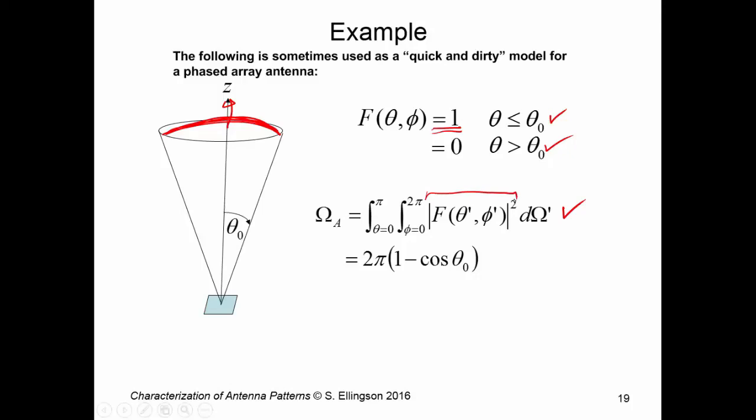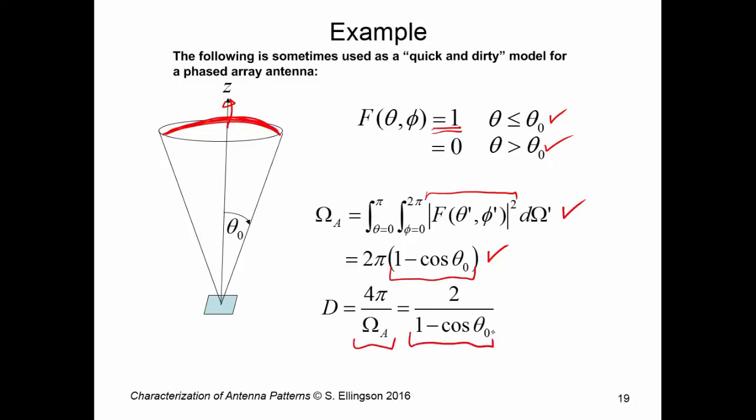So it's a good exercise just to make sure you know how to do the relevant integration. But the result is that the beam solid angle is equal to 2 pi times the quantity 1 minus cosine theta naught, where theta naught is this opening angle in the pattern. Then we can compute the directivity. Directivity is just 4 pi over beam solid angle, so we get 2 divided by the quantity 1 minus cosine theta naught.